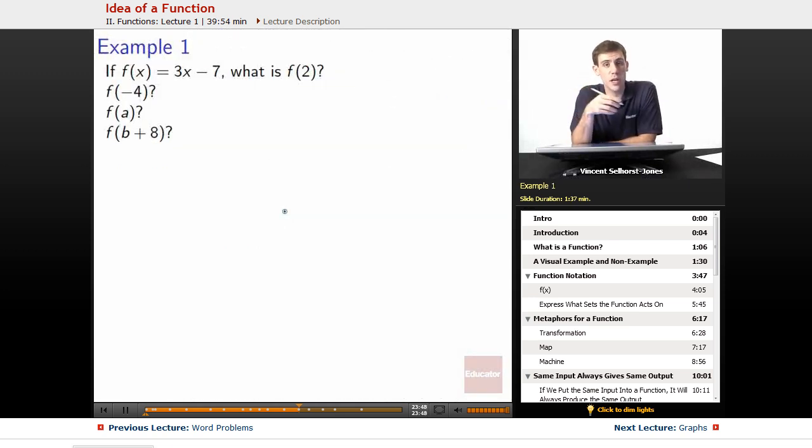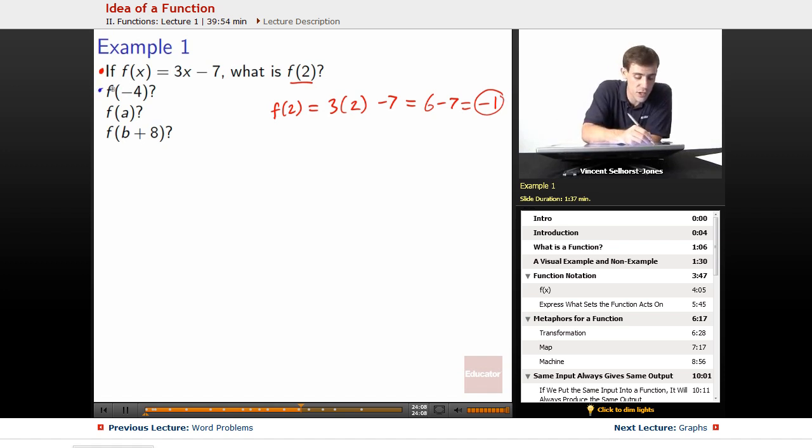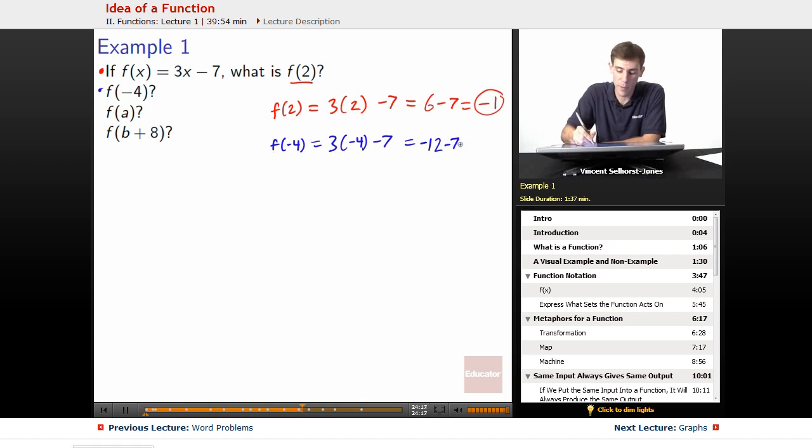First, nice easy ones to get us warmed up to this idea of plugging in. If f of x equals 3x minus 7, what is f of 2? So we just plug in. If we use red for this, f of 2, we plug in 3, plug in that 2, minus 7. 3 times 2 equals 6. 6 minus 7, so we get negative 1. Let's use blue for this one. If we have f of negative 4, then 3, we plug in that negative 4, minus 7. 3 times negative 4, negative 12, minus 7, we get negative 19.